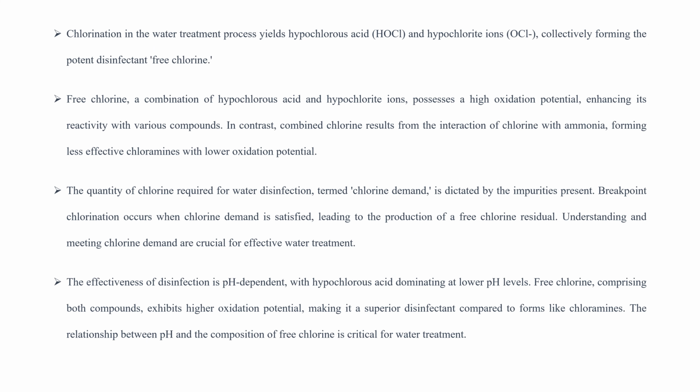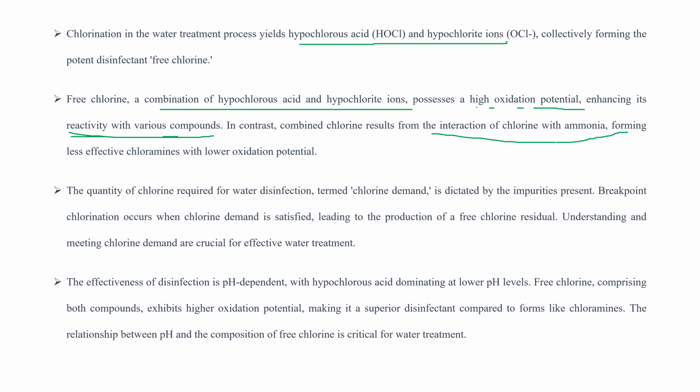This is the clear explanation of the different types of chloramines and chloroorganic groups that are present. That is hypochlorous acid and hypochlorite ions. The combination of hypochlorous acid and hypochlorite ions possesses a high oxidation potential and enhances reactivity to various compounds. In contrast, the interaction of chlorine with ammonia forms less effective chloramines with lower oxidation potential.